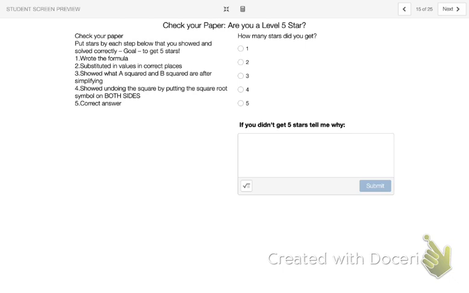Put a star next to where you showed that a squared and b squared are after simplifying. Step 4, put a star next to where you showed undoing the square by putting the square root symbol on both sides. And put a star if you got the correct answer. If you didn't get 5 stars, tell me why.